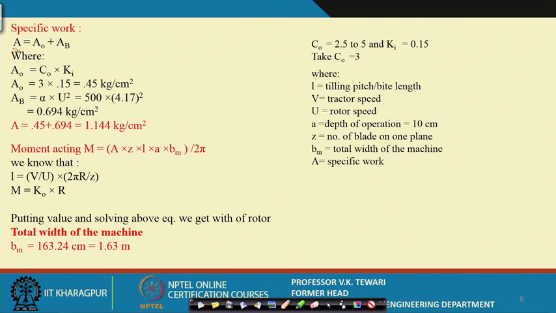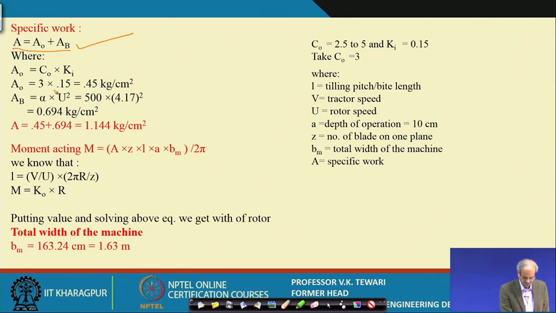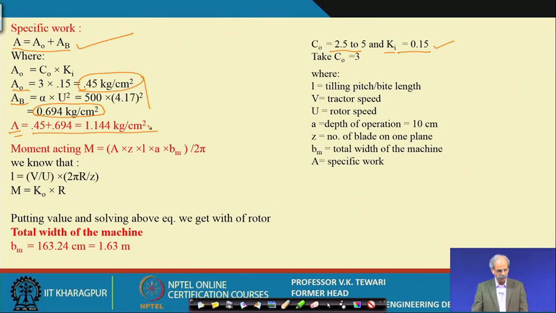So, A is A0 plus AB, where A0 is as per the details, and these values are already given here, where C0 is 2.5 to 5, and KI is this. These are the constants, or values, which we take from the table or the available literature, and from there we use these values. Now AB comes to be this and A0 comes to be this. So, total A, the total specific work, comes out to be 1.144 kg per centimeter square.